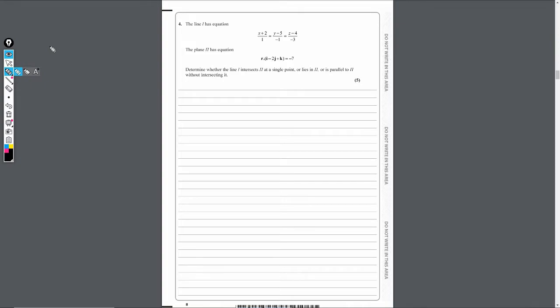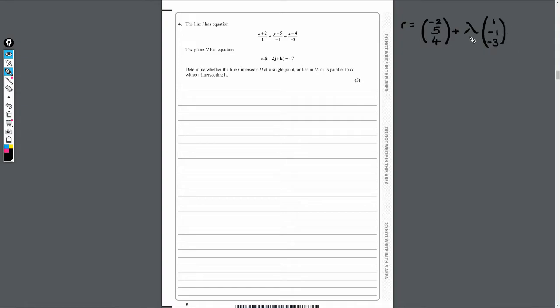Now there's a couple of ways you can do this. The easiest way, I think, is to consider the direction vectors. So first let's write the vector equation for L. If I call it R, R equals, well, my position vector will be the opposite here. Because it's x plus 2, my first one will be minus 2. This is minus 5, so that'll be 5. And this is minus 4, so that'll be 4. And then we need the direction vector, so lambda lots. My direction vector is just simply the denominators of these fractions here. So it's 1, minus 1, and minus 3. We don't change these, so it's just 1, minus 1, and sorry, minus 3.